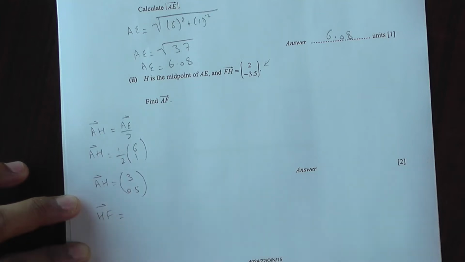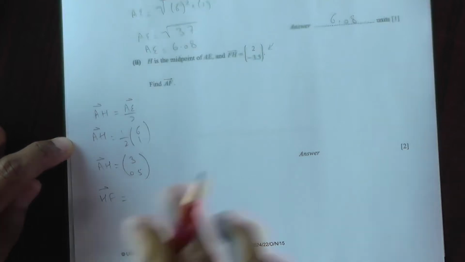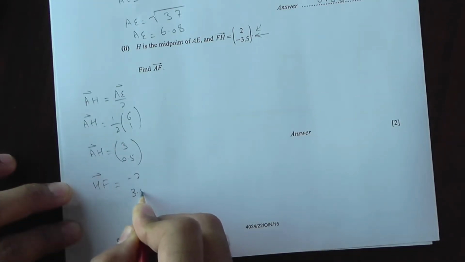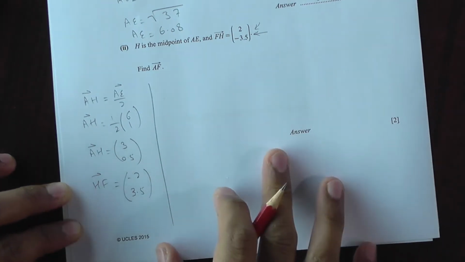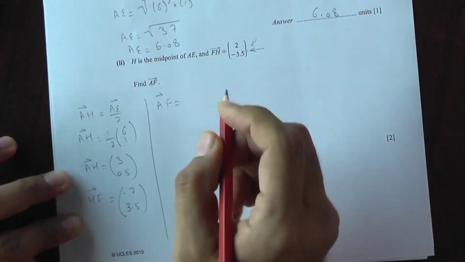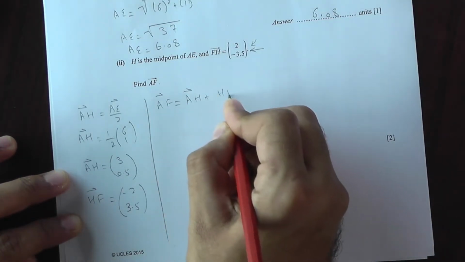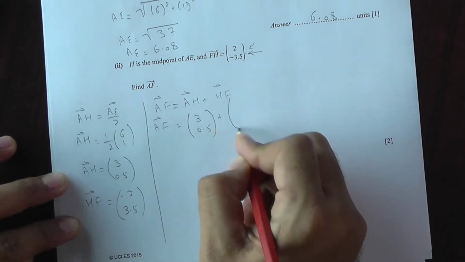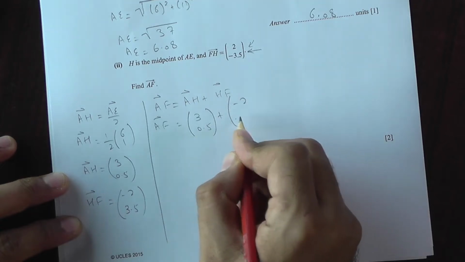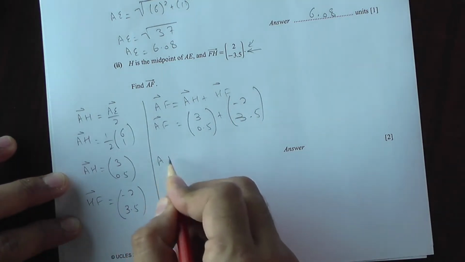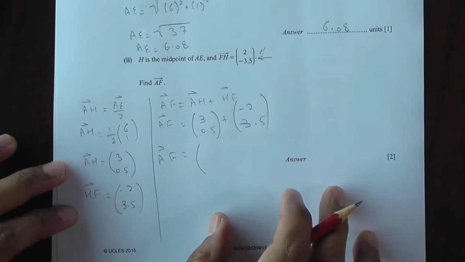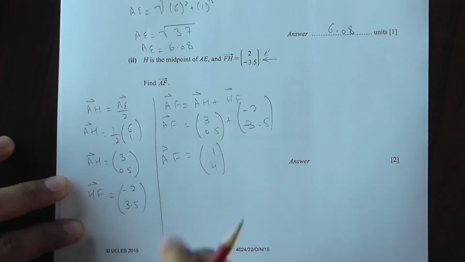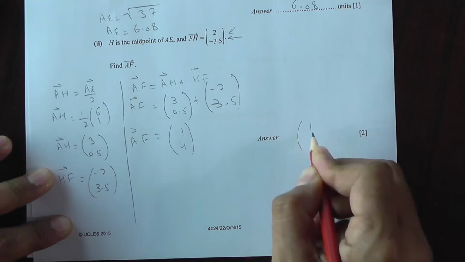So HF, I hope this is visible right over here. HF is the opposite of this vector over here. So we write (-2, 3.5) instead of (2, -3.5). So now let's calculate the value of AF. Since AF is when we go from A to H plus H to F, we have the two vectors now. So AF would be equal to the sum of (3, 0.5) and the vector HF, which is (-2, 3.5). Okay, let's add the two. 3 minus 2 gives you 1, and 0.5 plus 3.5 gives us 4. So AF is equal to (1, 4). We write our answer over here, (1, 4).